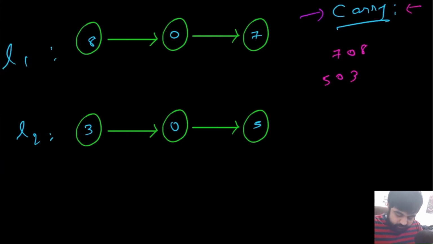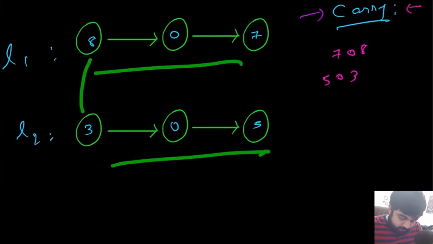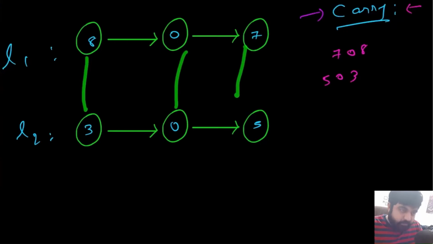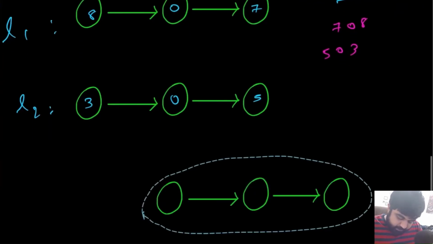Now we know up to what point we need to run, we know how to start, and we know what values we need to do the sum of. So the logic is going to be that we are simply going to create a new dummy node.